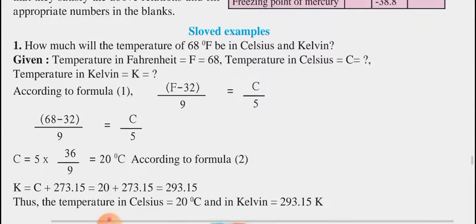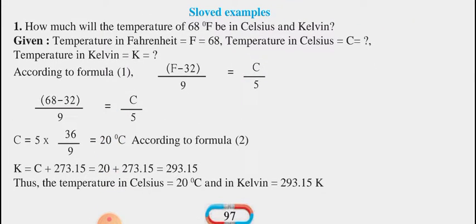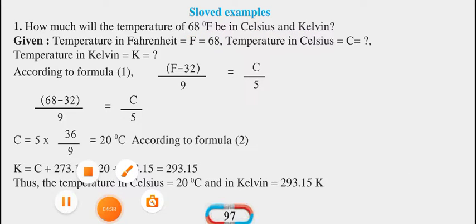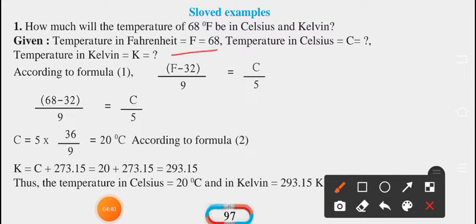Now we have a few solved examples. We will go ahead with the solved examples. How much will be the temperature of 68 Fahrenheit in Celsius and Kelvin? Now we have to convert this to Celsius as well as to Kelvin. First of all, we will write the given things, and the given thing is the temperature in Fahrenheit, it is 68. Now we have to find the temperature in Celsius and the temperature in Kelvin.